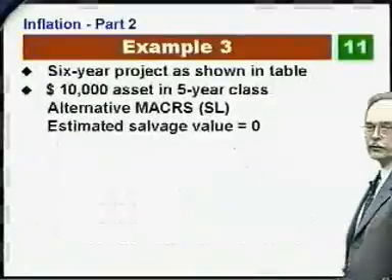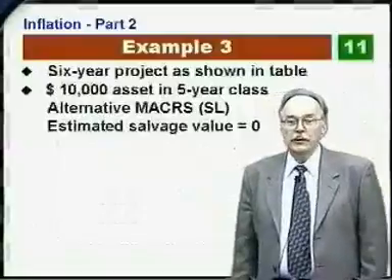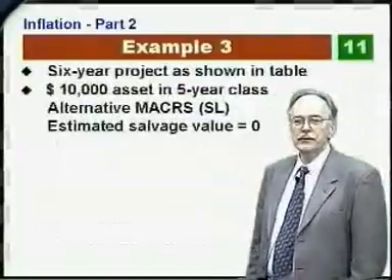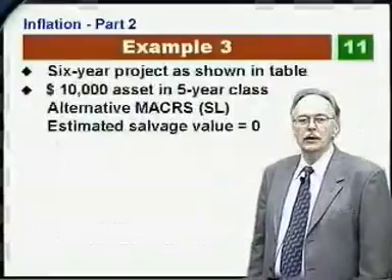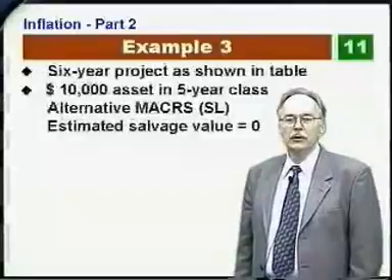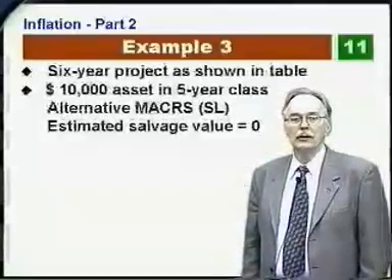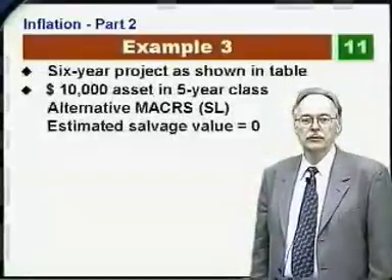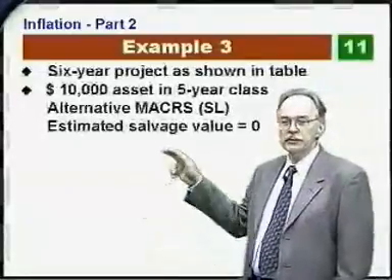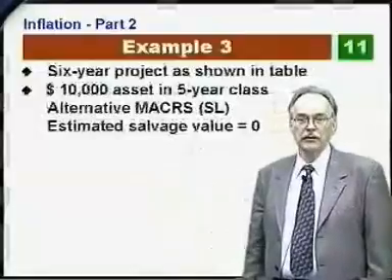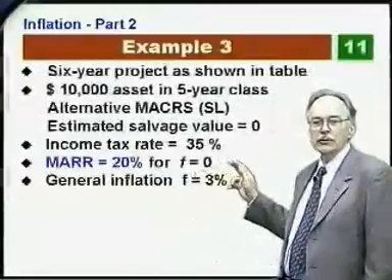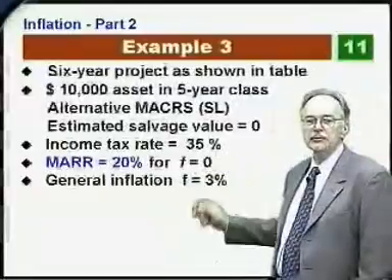Okay, let's look at example 3. And here's where we're going to have differential inflation rates. We have a 6-year project with cash flows as shown in the next table. And we have a $10,000 asset in the 5-year property class. We're going to depreciate that asset using the alternative MACRS method, which is really a straight line method with the half-year convention. To keep things simple in this example, we'll say the estimated salvage value is 0. We'll take an income tax rate of 35%. That'll be the marginal tax rate.